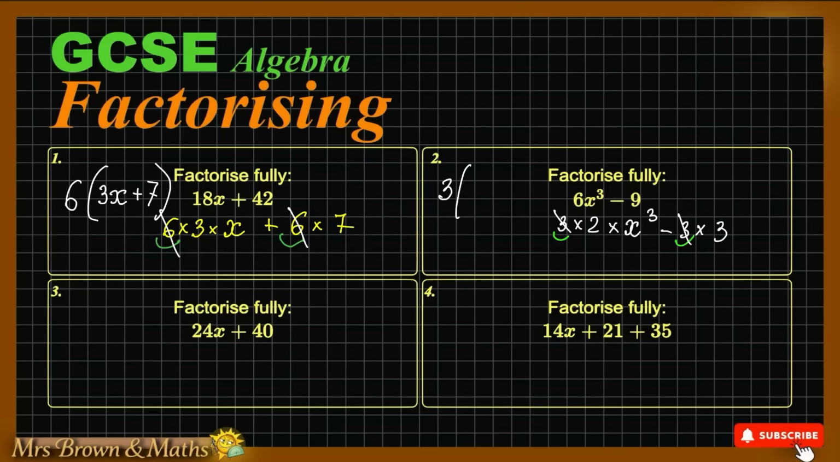3 is the highest common factor. Put it in front of the brackets. What has been left? 2x cubed minus 3. Don't forget about minus.